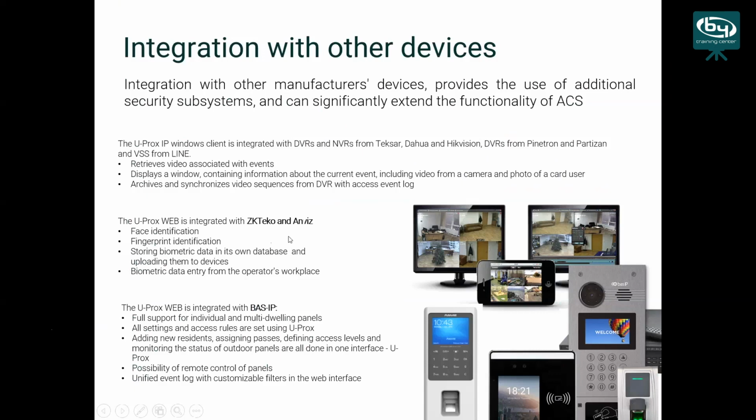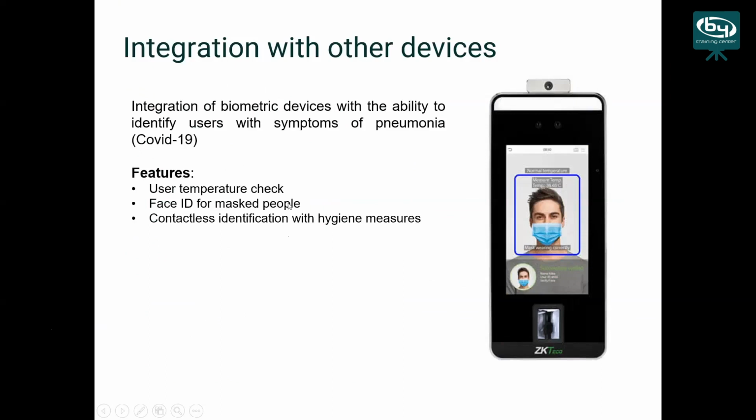These integrations, as I said, are done directly by IP, not by Wiegand, because by Wiegand, they are already integrated with any type of reader that operates with Wiegand 26. So for COVID-19, they also integrated with this device from ZKTeco, which can check the user temperature and also can check if the user is authorized or not authorized.